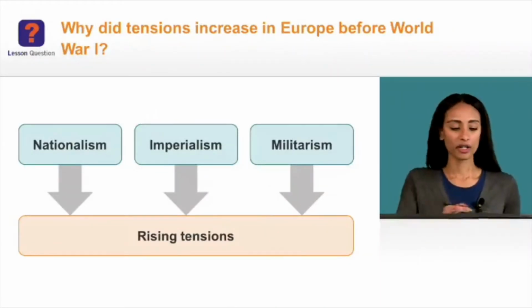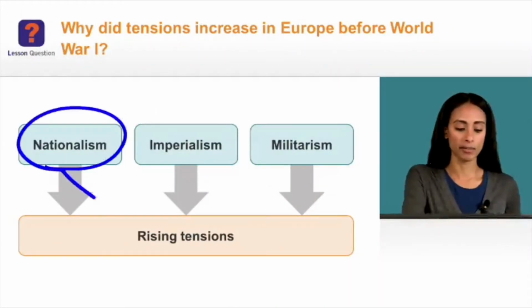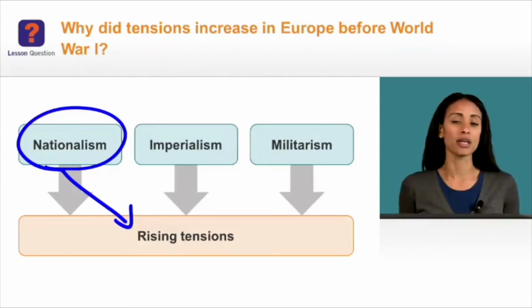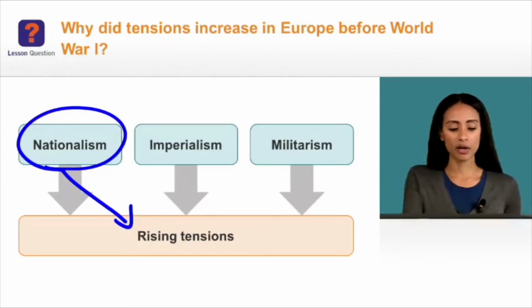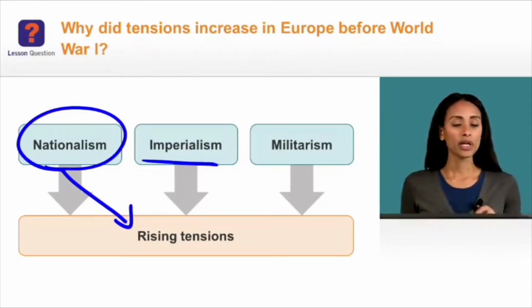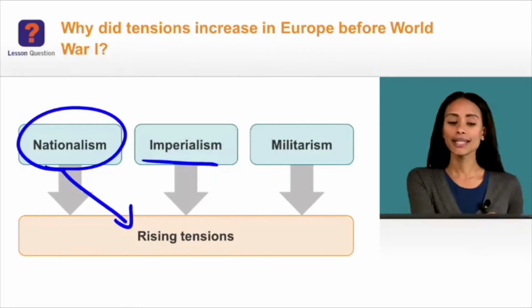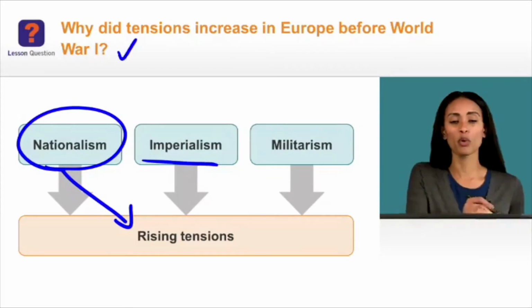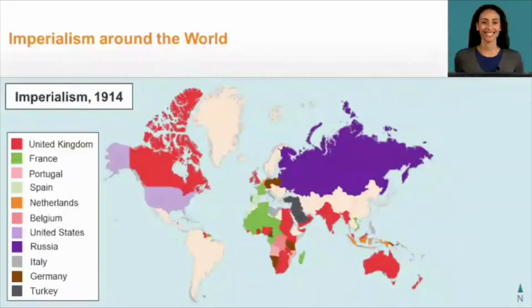Now that we have a better understanding of how nationalism leads to rising tensions in Europe, let's take a look at how imperialism is going to increase those tensions as well. And remember, we're looking at this question: why did tensions increase in Europe before World War I? Tensions are rising in Europe going into World War I partially because of imperialism.